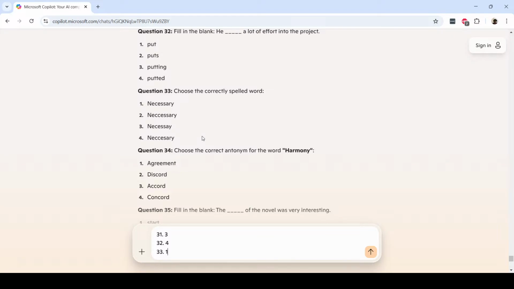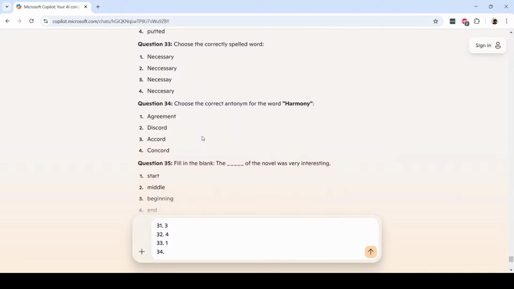First one is only the easy and true. Choose the correct antonym for the word harmony. Harmony is like moving in, I mean, the rhythm or kind of thing, right? So we need antonym. So it's like discord.